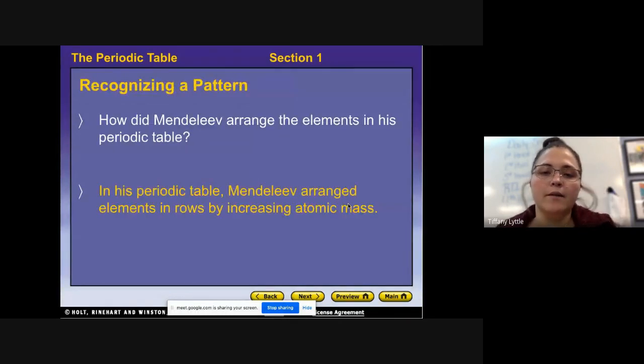So Mendeleev was not the first person to make a periodic table. There were several versions that had been made before, but he was the first person to develop this way of arranging elements that resulted in a lot of patterns. And so those patterns helped us to predict things. So in Mendeleev's periodic table, he arranged elements in rows by increasing atomic mass.